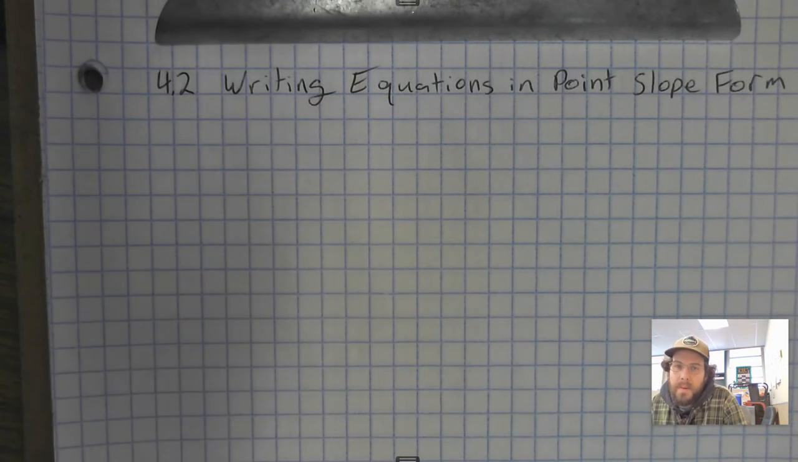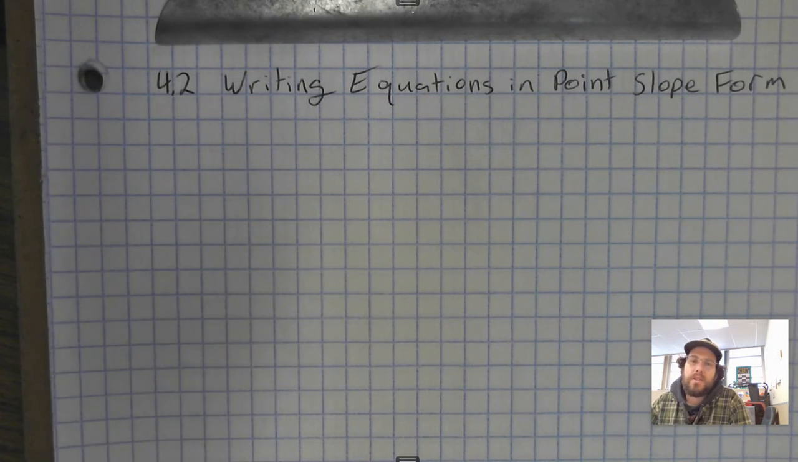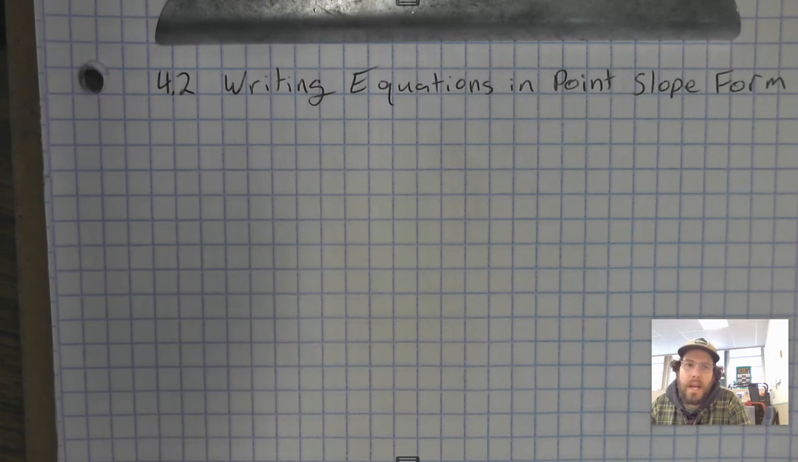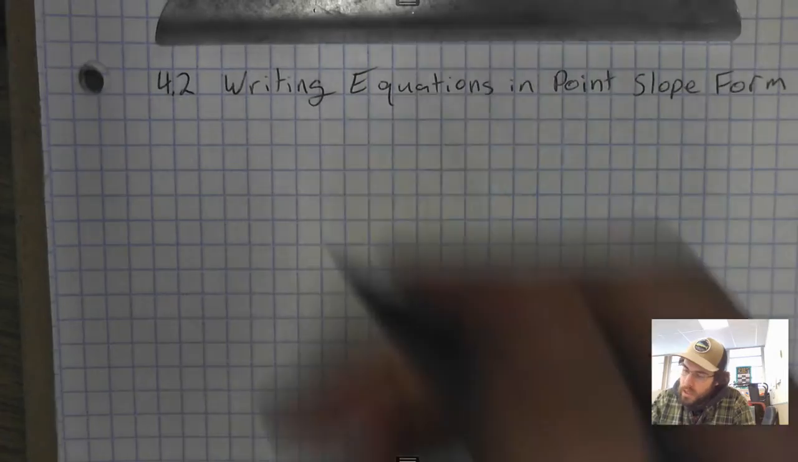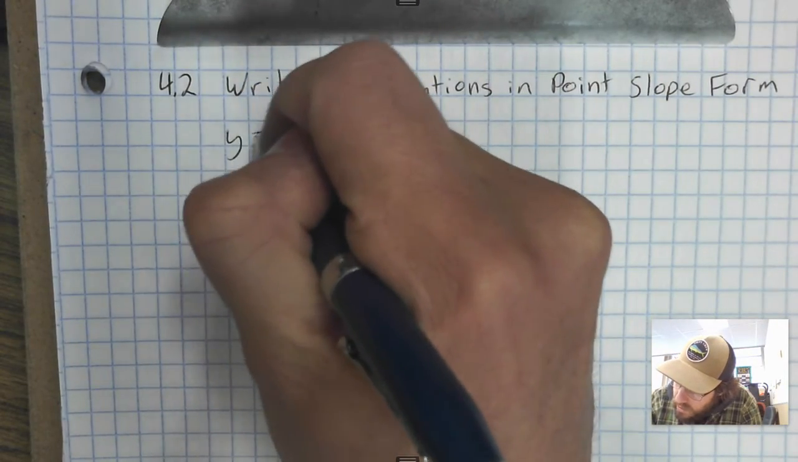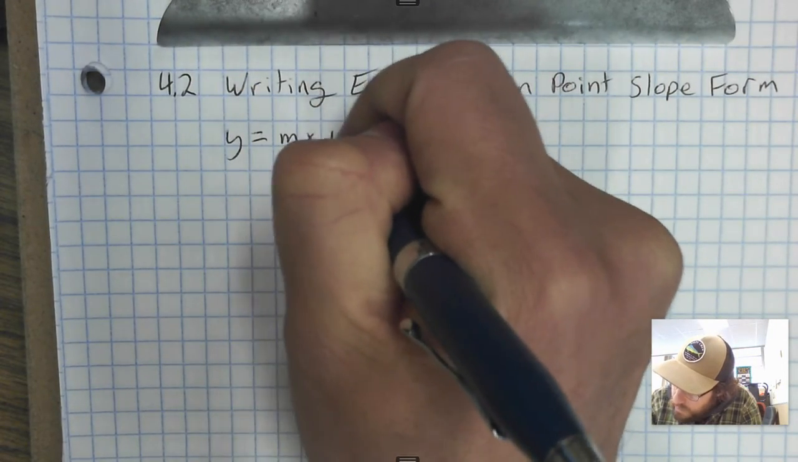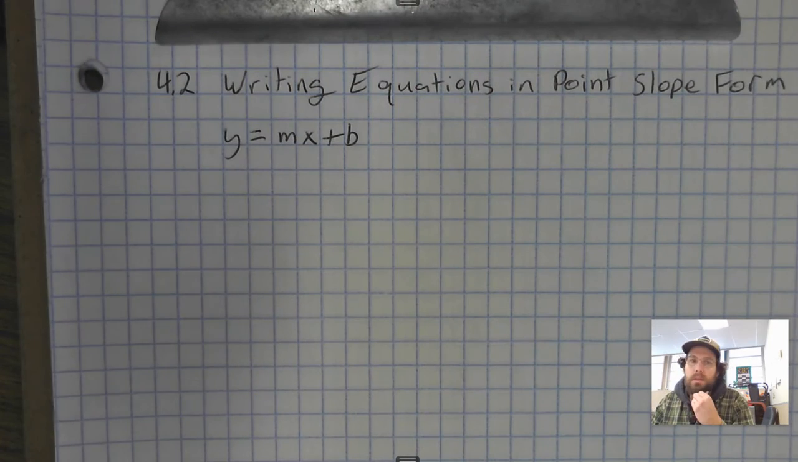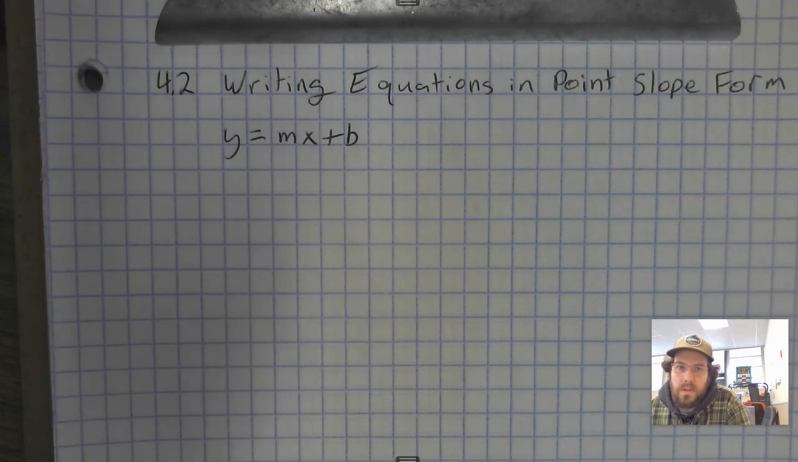Last class, you'll remember in 4.1, we were writing equations in slope-intercept form, meaning if you're given a slope and you're given a y-intercept, an m and a b, you could write an equation. So slope-intercept form last week looks like this. Y equals mx plus b. We wrote it 100 times. We should know that by heart.